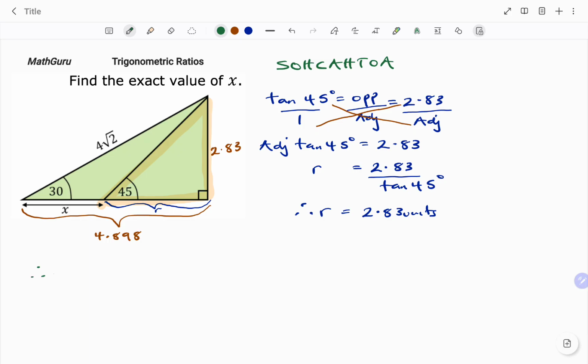Therefore, to find the value of x, it will be equal to the total length 4.898 minus r, 2.83 units. Therefore, my x is equal to 2.07 units to 2 decimal places.